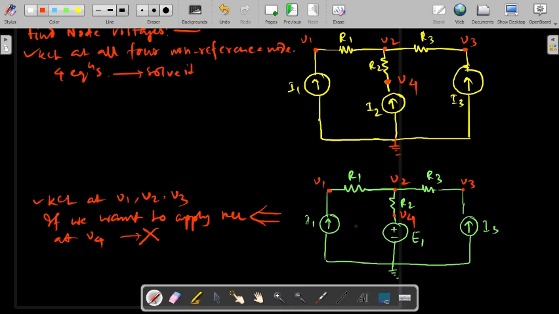Because this is the node of a voltage source with respect to the reference node. As we know, for the reference node the voltage is 0, so automatically the voltage V4 will be equal to E1. So this voltage will be known, so there is no need to apply KCL at this node 4. This is not necessary because this V4 node voltage is known.